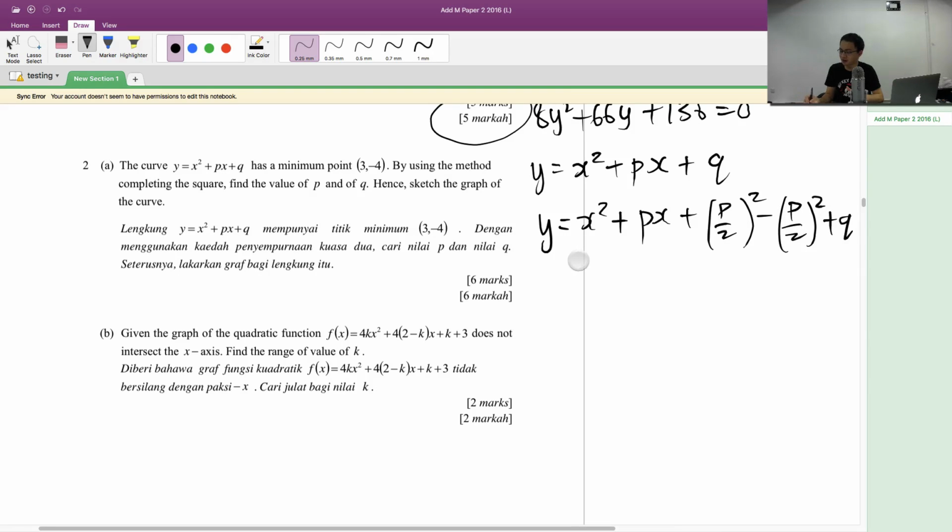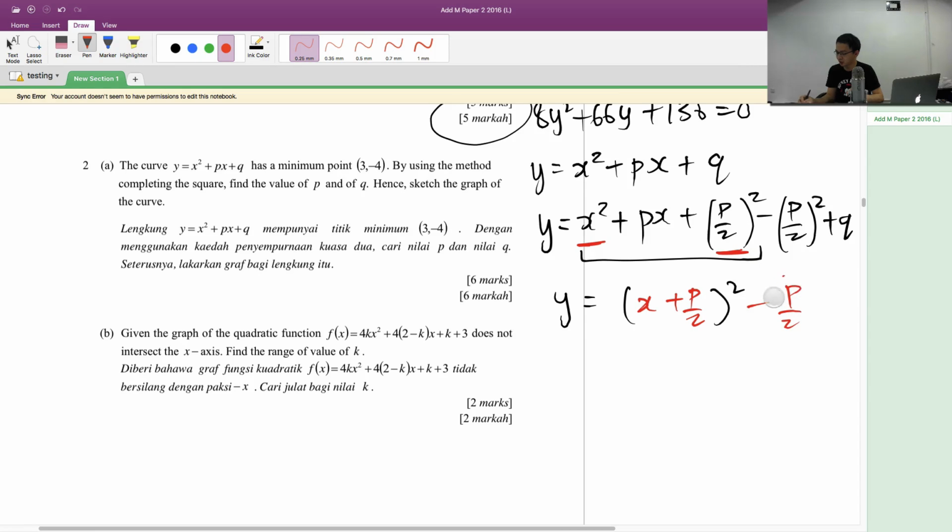Completing the square tells us the first 3 terms we have to combine become something squared. The something we only take the two terms with the square, which is x plus p/2, squared. And then we get minus p/2 squared. We can square it, this is p squared over 4, so minus p squared over 4 plus q.